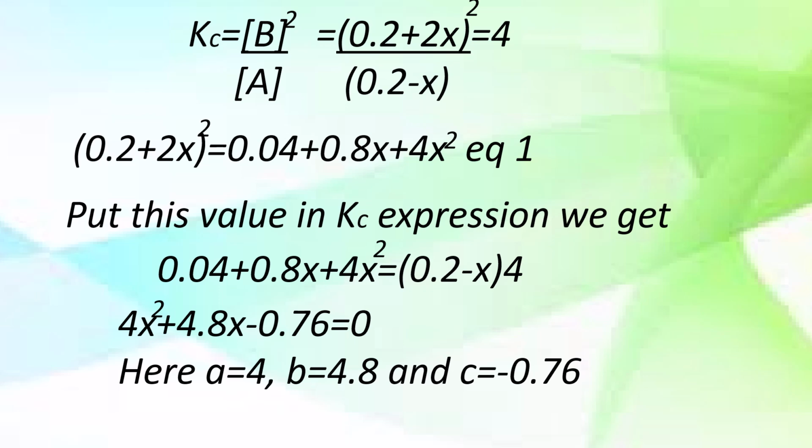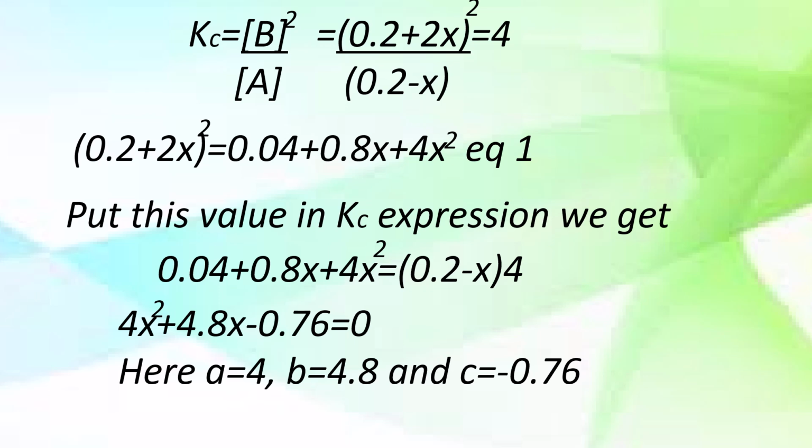So this is the formula: Kc is equal to the concentration of product, that is B, with the coefficient of B appearing as power 2, divided by the concentration of A, the reactant. So we will put the value of B at equilibrium, (0.2 plus 2x) whole square. We will put the value of concentration of A, 0.2 minus x, equal to 4, the value of Kc.